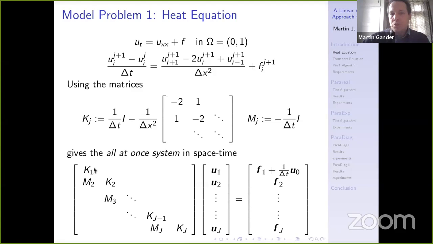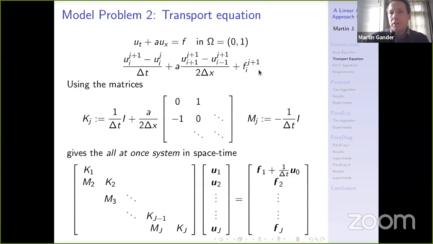And this system is usually solved step by step just by forward substitution. So you get the first approximation at time delta t using the initial condition u0 by inverting a K matrix. Then you insert this in the second block line of the system, and you solve with K2 to get the second time point solution, and so on and so on. But we write the system all at once, and we try to solve the system all at once. So this is for the heat equation.